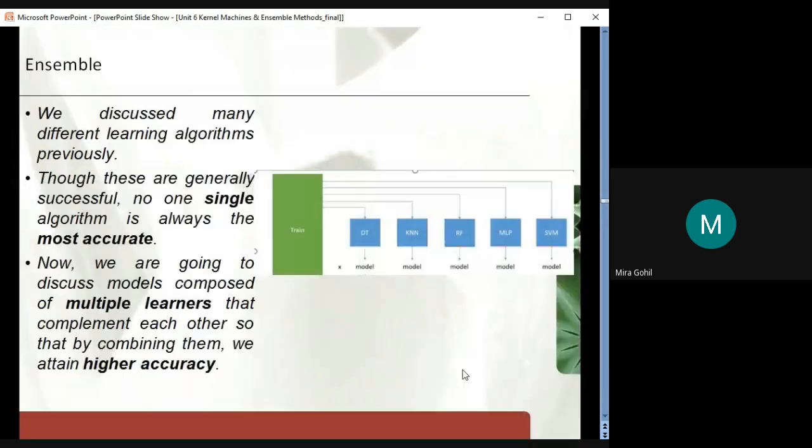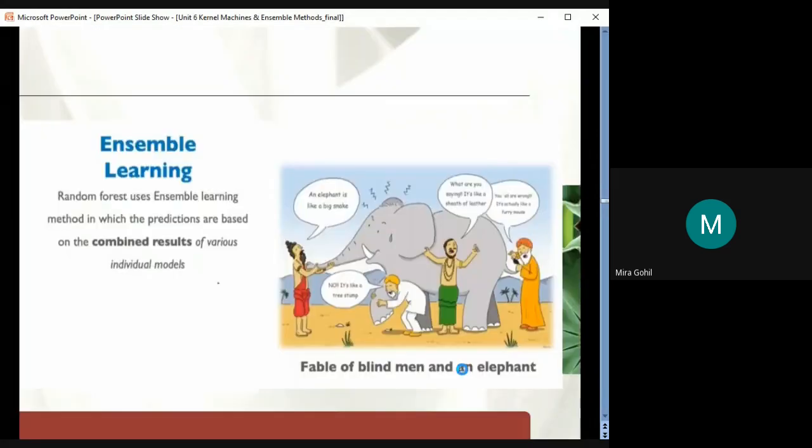So we saw what happens in the ensemble method. As I discussed, there are many different learning algorithms we discussed previously in all the chapters, and though these are generally successful, no single algorithm is always the most accurate. So now we are going to discuss models composed of multiple learners that complement each other, so that by combining them we get higher accuracy. This is the motto behind ensemble modeling.